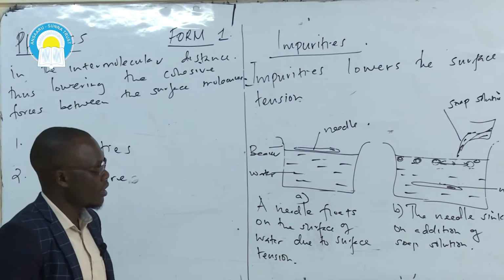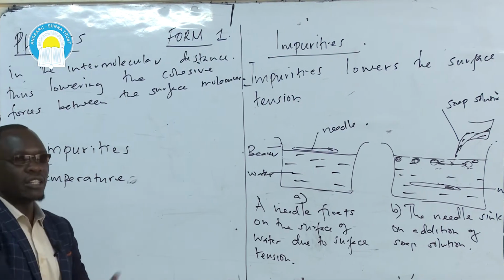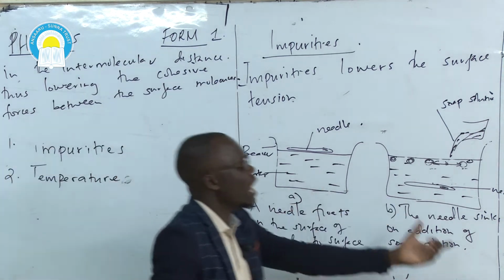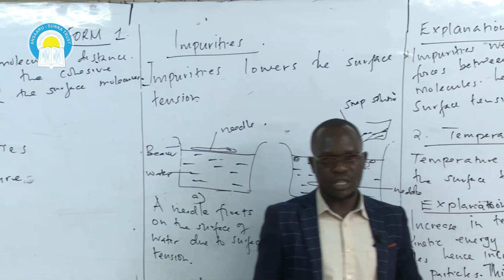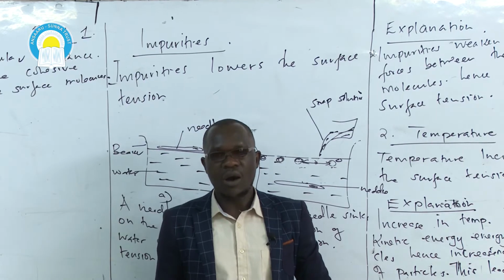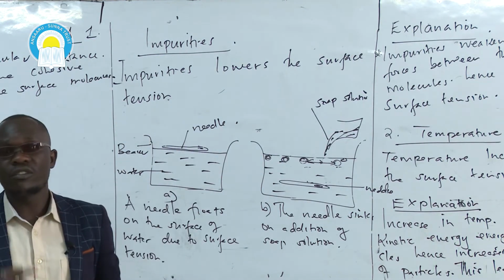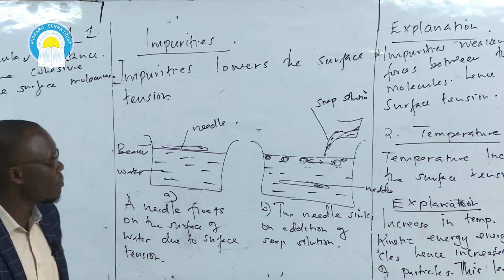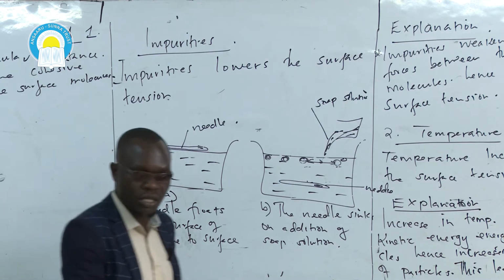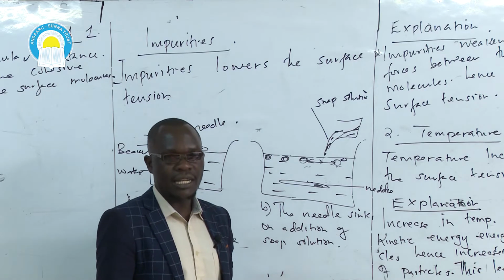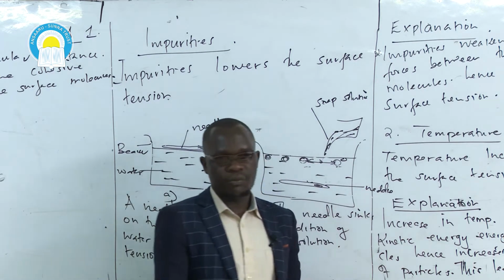Now, another kind of question will come in a reverse way. You'll be told to explain how you can lower the surface tension. How can you lower the surface tension of a liquid? You can lower the surface tension of a liquid by introducing impurities and increasing the temperature.